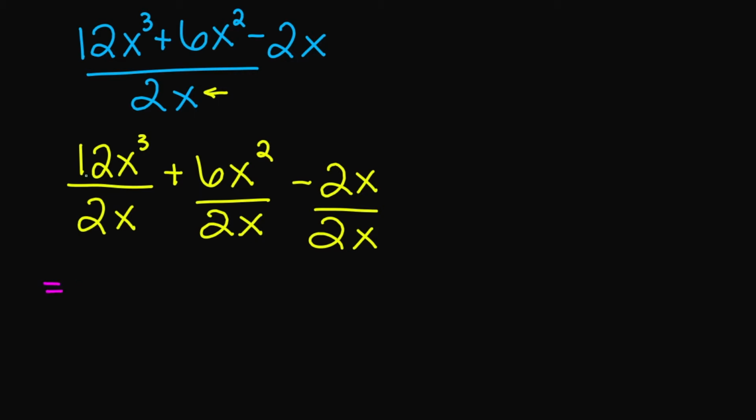So 12 divided by 2, this is going to equal 6. And then here we're dividing with the same base, so we're going to subtract our exponents. So x^(3 minus 1) is going to be here. And then here plus 6 divided by 2, this is 3. And then x^(2 minus 1) is going to be here. Same thing here. So negative 2 divided by 2 is going to equal negative 1.